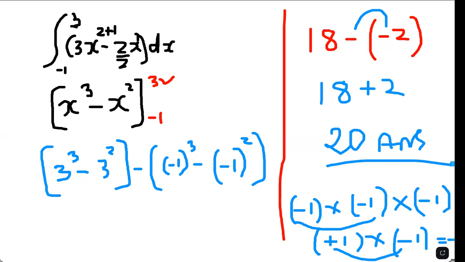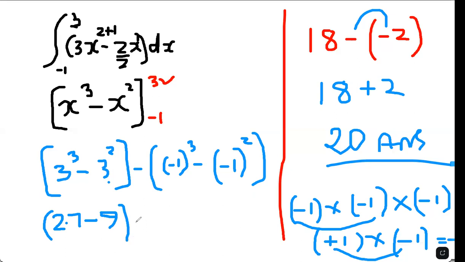Negative. That's what we did here. So quickly, 3 times 3 times 3, that is 9 times 3, we got 27. We got 27. Then 27 minus 3 times 3, we got 9 for the substitution of the upper limit.